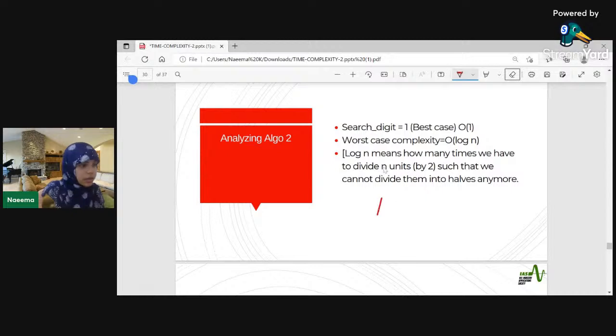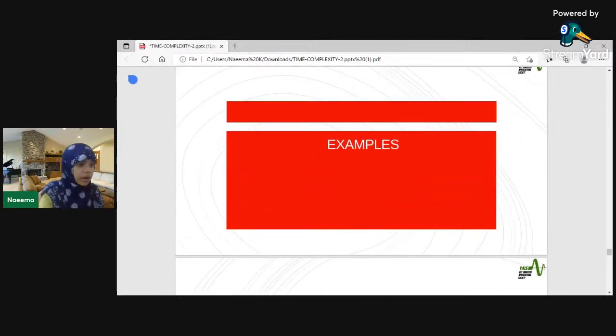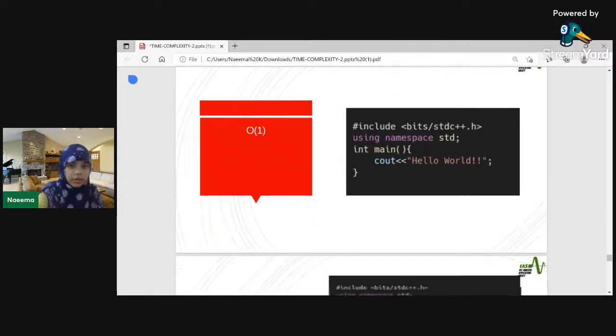because in this case it's going to divide the array into half at every step until a single element is found. To help you better understand time complexity, let's look at a few examples.